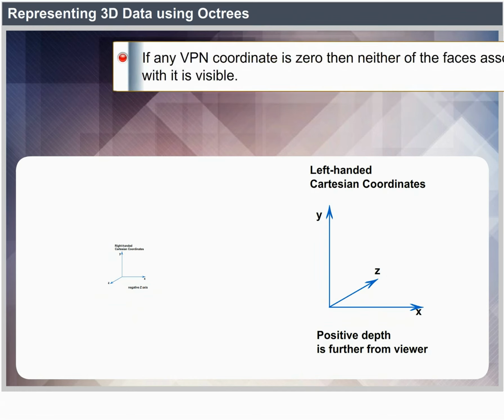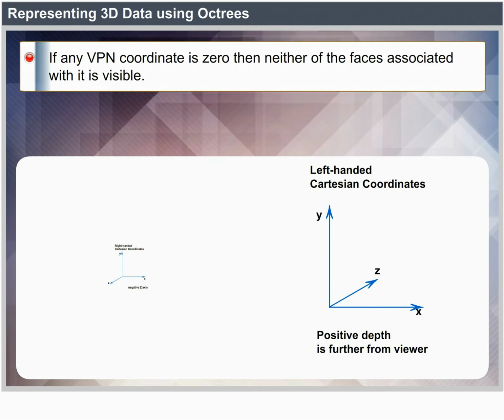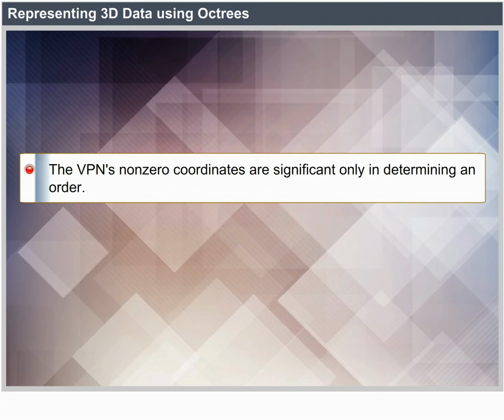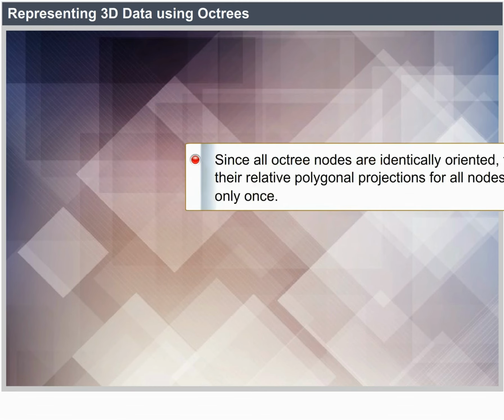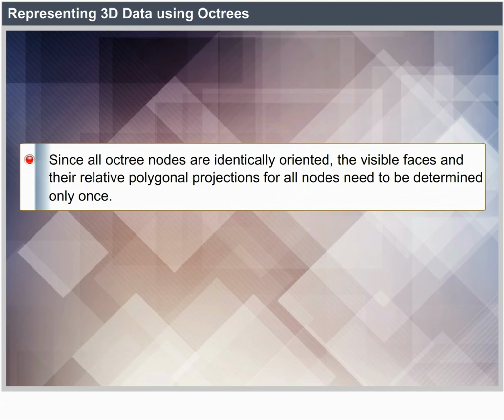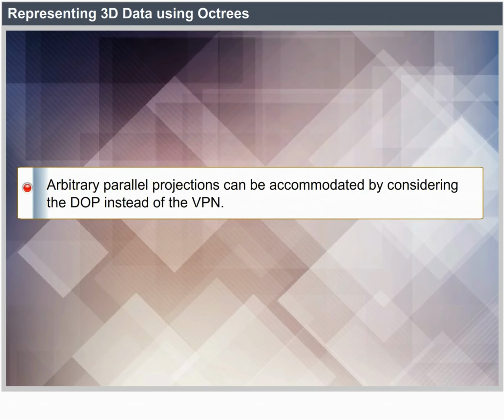If any VPN coordinate is 0, then neither of the faces associated with it is visible. Only the VPN's non-zero coordinates are significant in determining an order. Since all octree nodes are identically oriented, the visible faces and their relative polygonal projections for all nodes need to be determined only once. Arbitrary parallel projections can be accommodated by considering the DOP instead of the VPN.